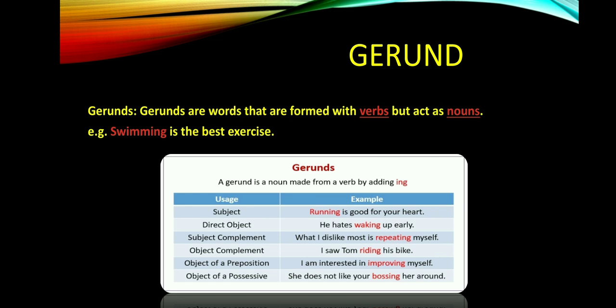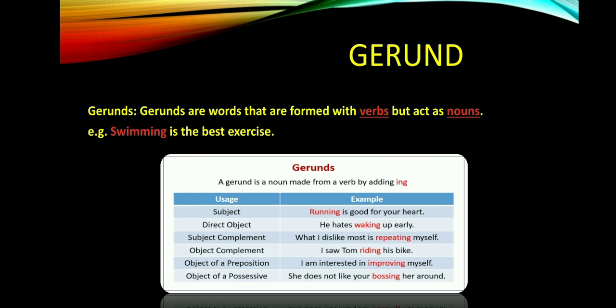Now look at gerunds. Very simple. See, a gerund can be direct object. It can be subject. It can be subject complement. It can be object complement. It can be object of a possessive. So it can play many roles.